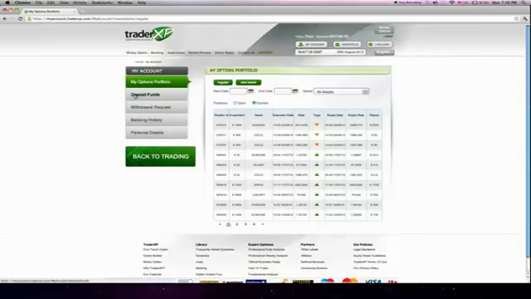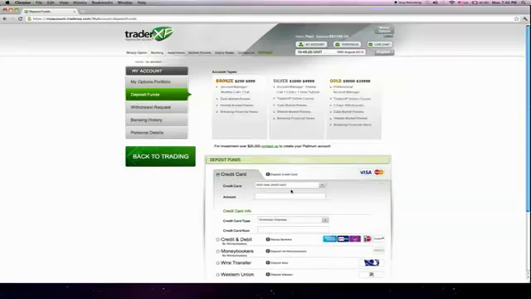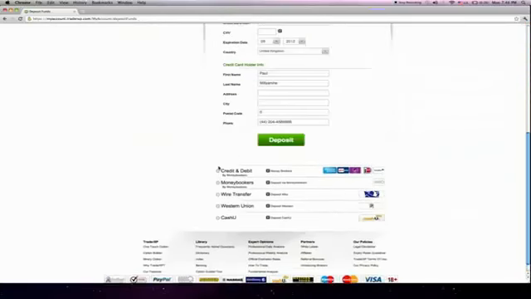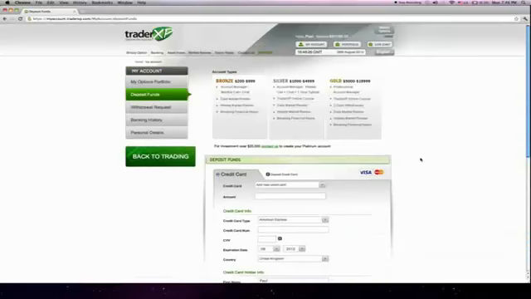Now the next one is deposit funds. As I already explained to you, you can deposit some more funds. We have several options for deposit. We have a credit card, you can click and you can see it. You can also use a debit card, Moneybookers, wire transfer, Western Union, or Cashew. Cashew is basically very similar to Moneybookers or PayPal. It's one of the options for you to deposit.